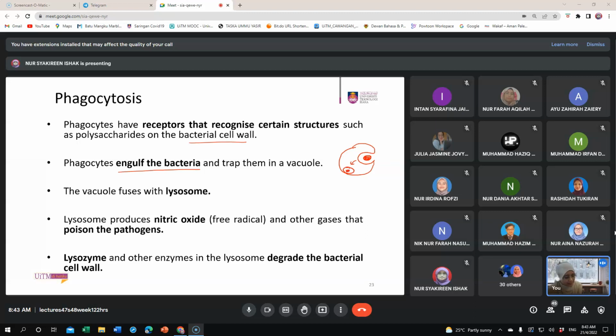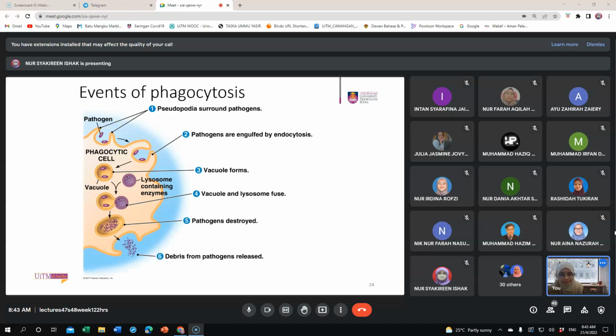The pathogen is inside the vacuole to be digested. Digested by how? The vacuole fuses with lysosome. The lysosome contains lysozyme or hydrolytic enzymes. It also produces nitric oxide, free radicals, and other gases that poison the pathogen. Then the lysozyme inside the lysosome and other enzymes will degrade the bacterial cell wall. It destroys the bacteria.